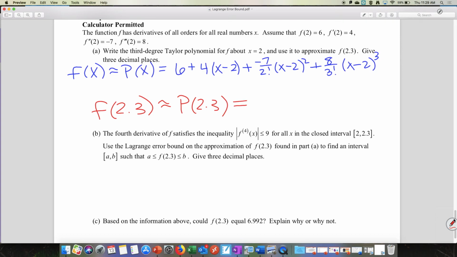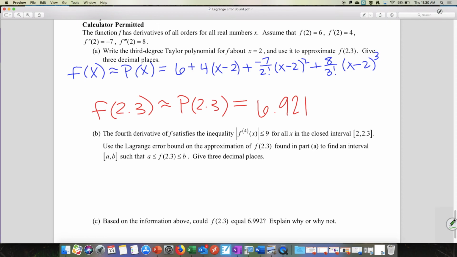What'd you get, Chris? 6.29. I can confirm. I didn't get that. I got 6.9. I got 6.9 too. Is that what your calculator says? 6.29. Nope. So you didn't actually plug it in. My calculator's almost dead and I didn't realize that. But we're approximating, so it's close enough. It's okay.